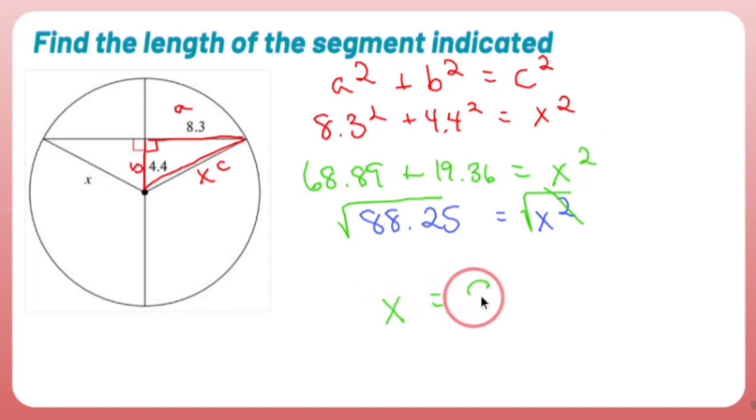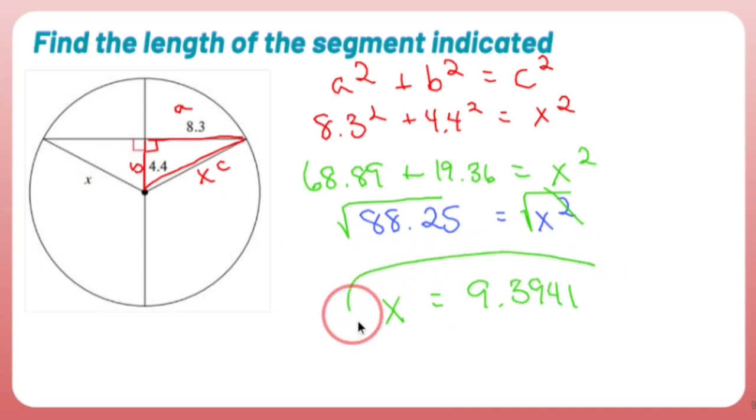is going to be 9.3941 according to Siri. Do I have any units to worry about? Nope. So all I have to do is just say X equals that guy right there. It doesn't tell me where to round it, so I'm keeping all four of those numbers.